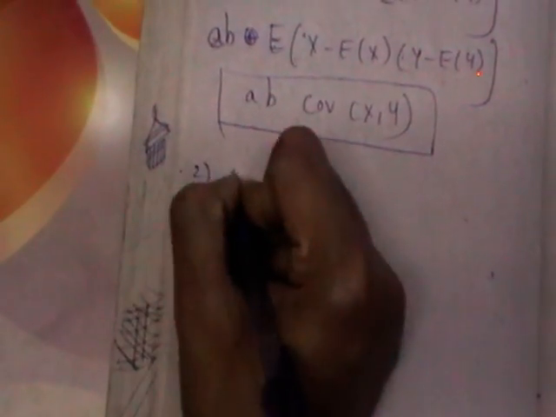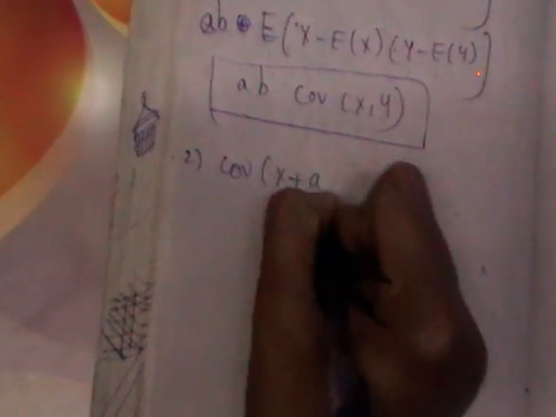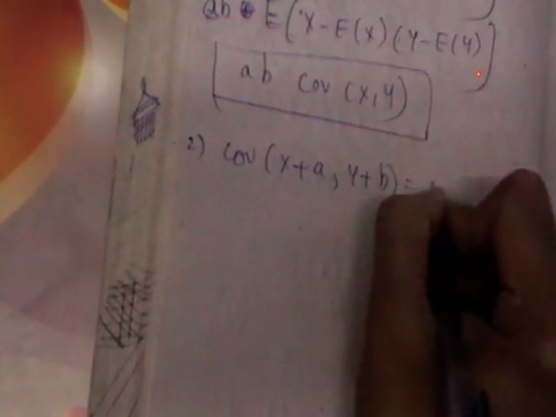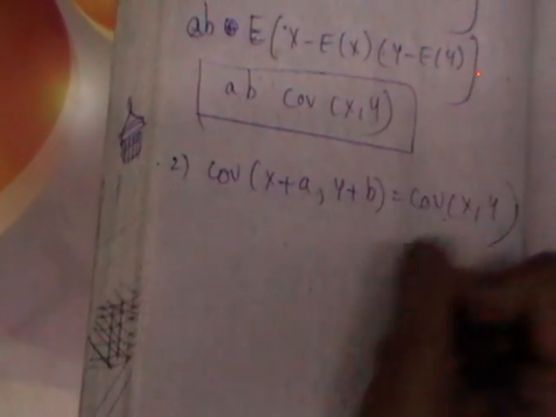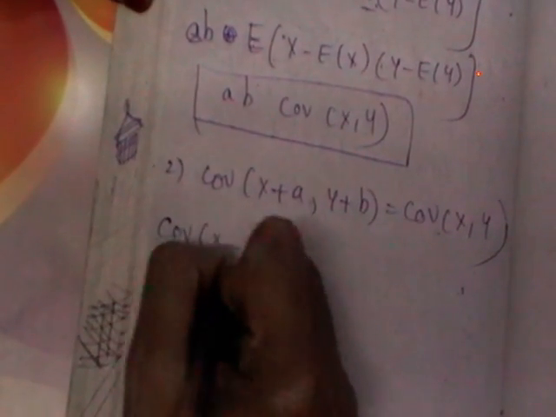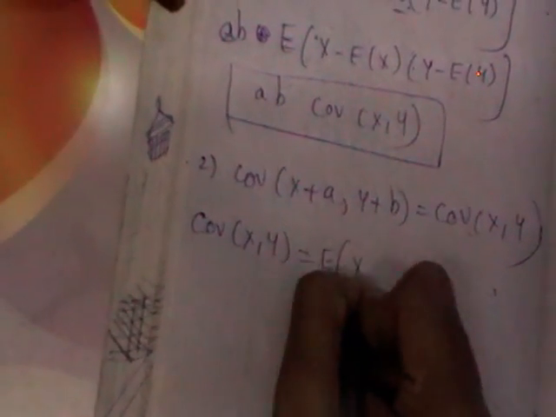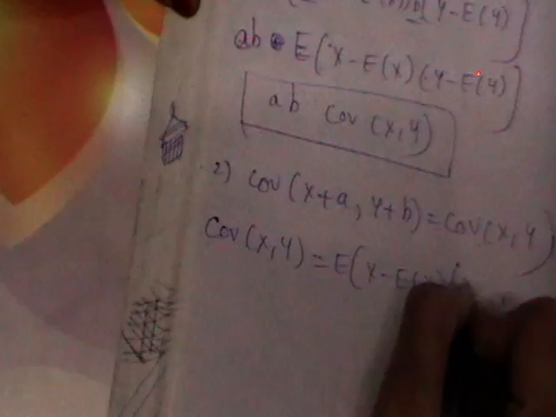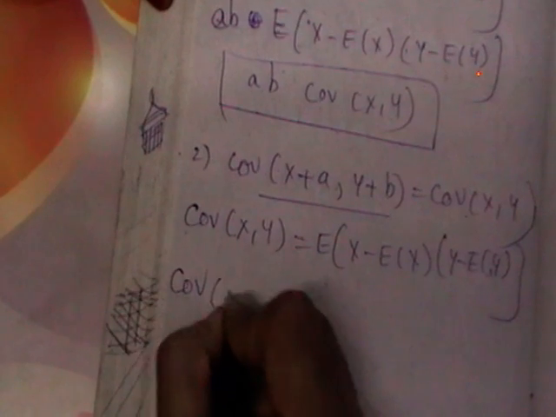The second result is covariance of X plus A comma Y plus B is equal to covariance of X comma Y. You need to prove this. Again, what is the formula for covariance of X comma Y? E of (X minus E of X) into (Y minus E of Y). Now we need to consider the LHS, which is nothing but X plus A comma Y plus B. In place of X we have X plus A, in place of Y we have Y plus B. So put here expectation of (X plus A minus expectation of X plus A) into (Y plus B minus expectation of Y plus B).